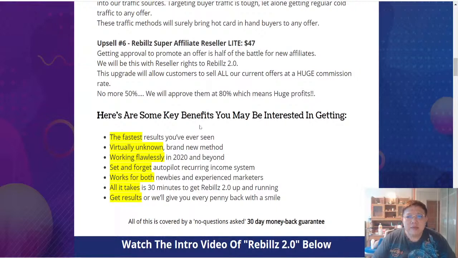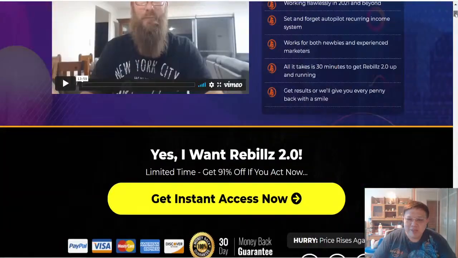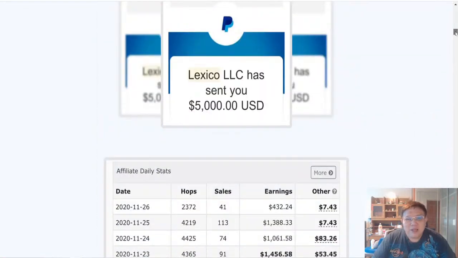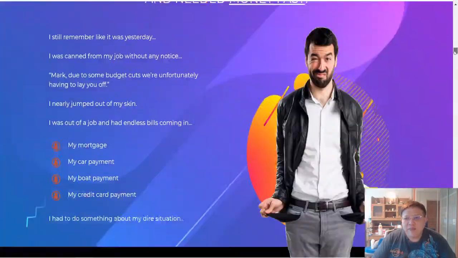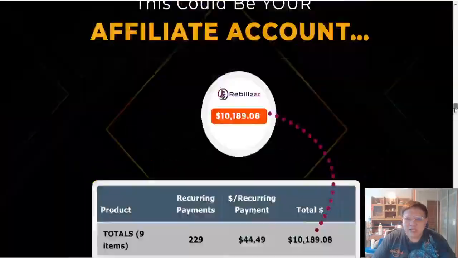Now, is this actually something which is a scam? You might be thinking. Well, this is a very common question that I always get. Let's take a look into the sales page again for Rebillz. Now you might be wondering why am I laughing over here, because how can you call something a scam when they have this thing called, let me show you guys.